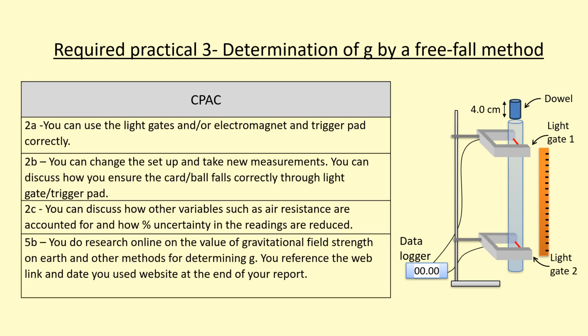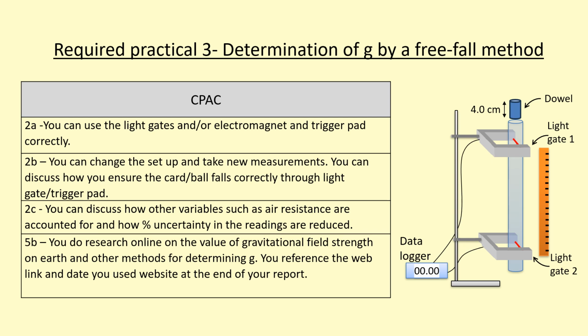In my class, you'll be testing the following CPACs. 2A, that you can set up the light gate, the electromagnet, the timer, and the data logger correctly using the correct settings. 2B, that you can change the height the object is falling through and that you're able to ensure that it falls onto the trigger pad correctly, or that it goes through the light beams correctly as well.